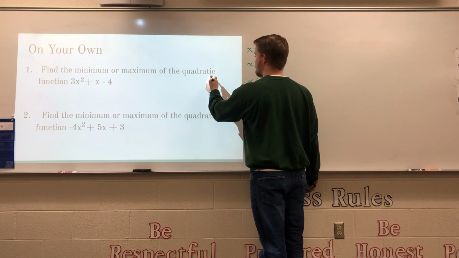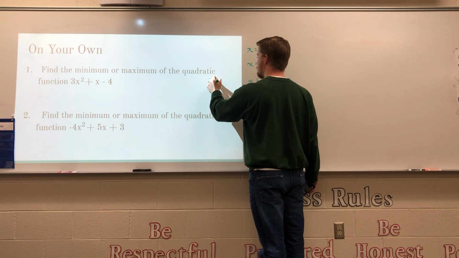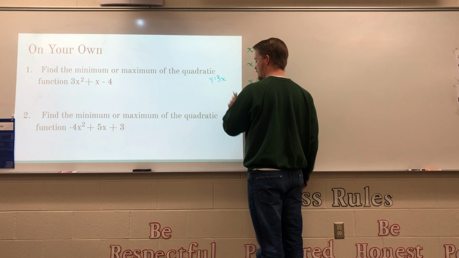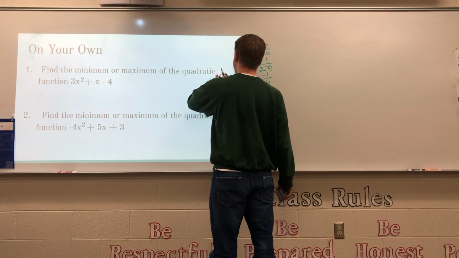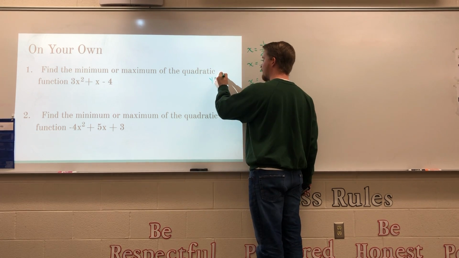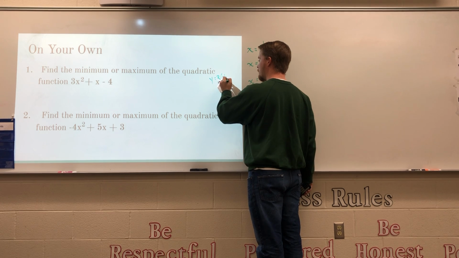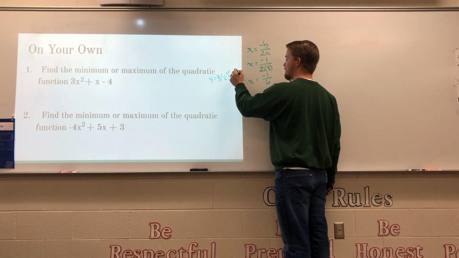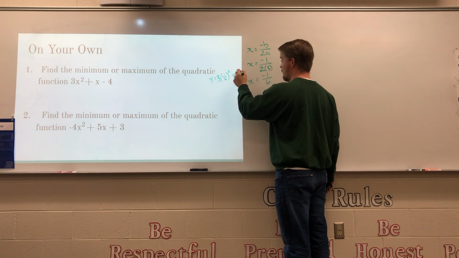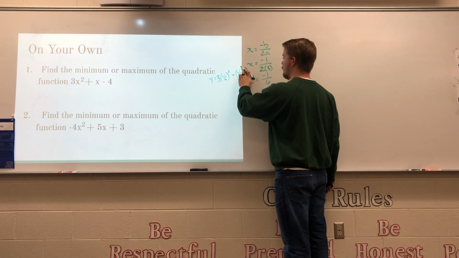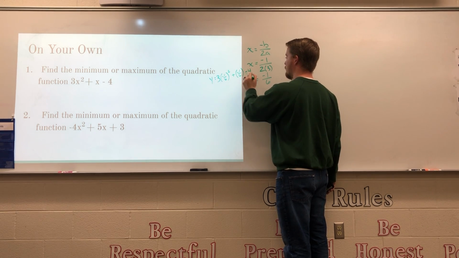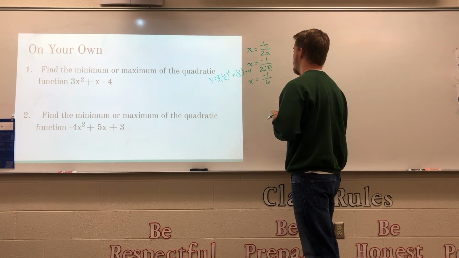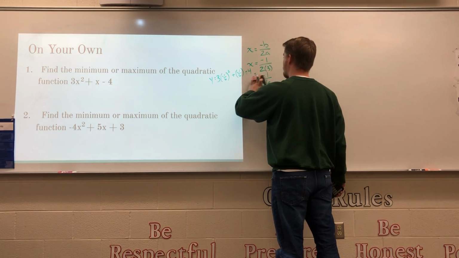Okay, so I'm going to put that here. We have y equals 3x squared plus 1 times x, minus 4. In place of x, we are putting negative 1/6 squared, plus 1 times x, which is negative 1/6 again, minus 4. Let me go ahead and erase this so we have some room.